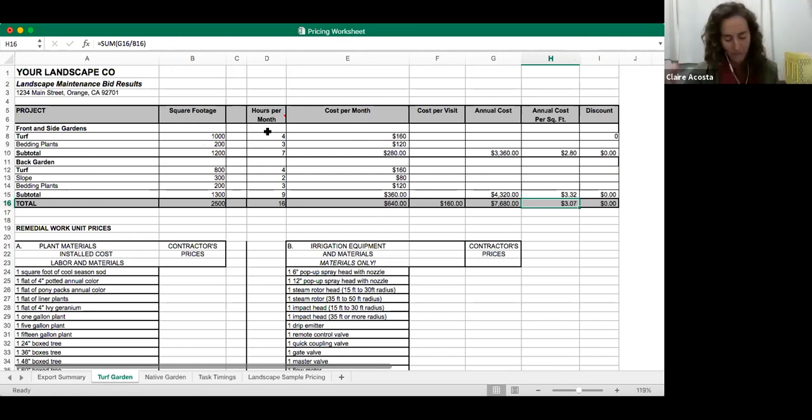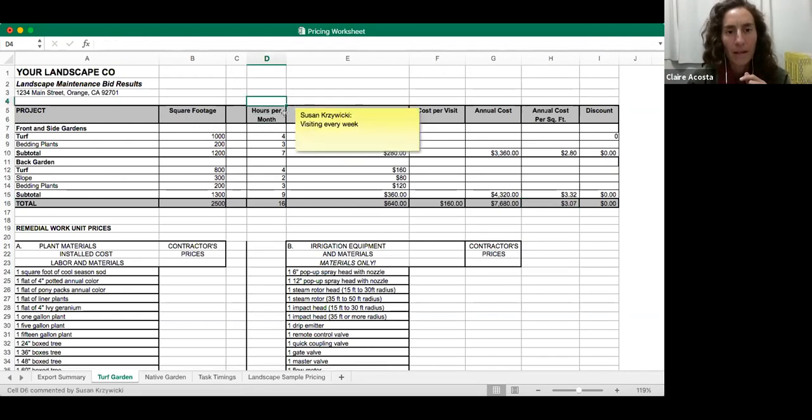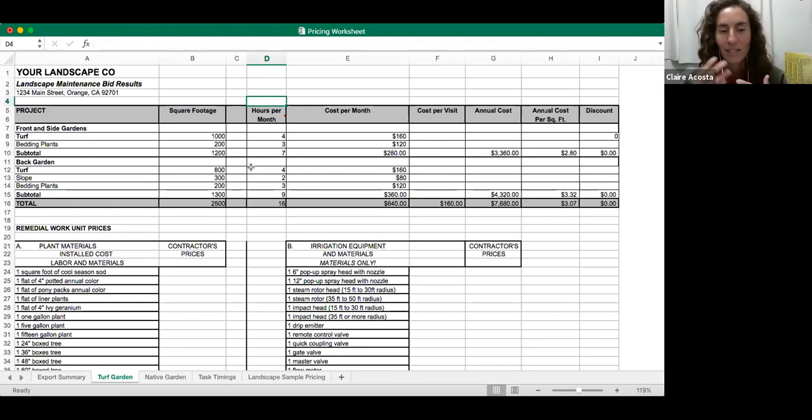And then you have this column of hours per month. So again, this is a turf landscape. Here I have a little note. Because it's turf, you're visiting every week, right? You have to mow every week and do all the maintenance, hedging or whatever it is for this site. So this is a 4 times a month kind of operation.